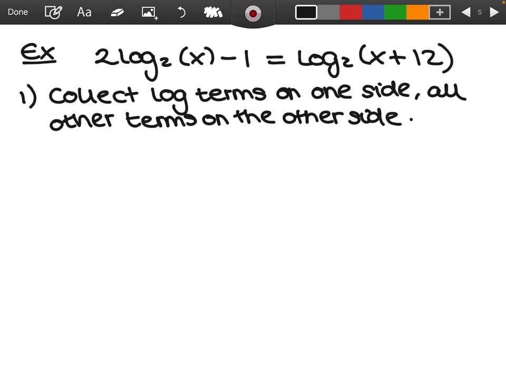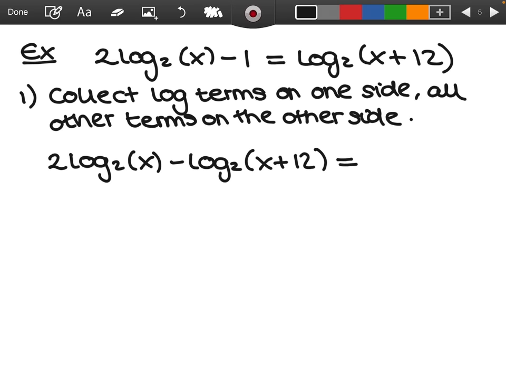Okay, so if I do that for this particular example, I'll take all my logs onto the left and all my other terms onto the right. So that would leave me with 2 log 2x minus log 2 (x plus 12) is equal to 1. Okay. Your next step is to combine all the logs into one term.